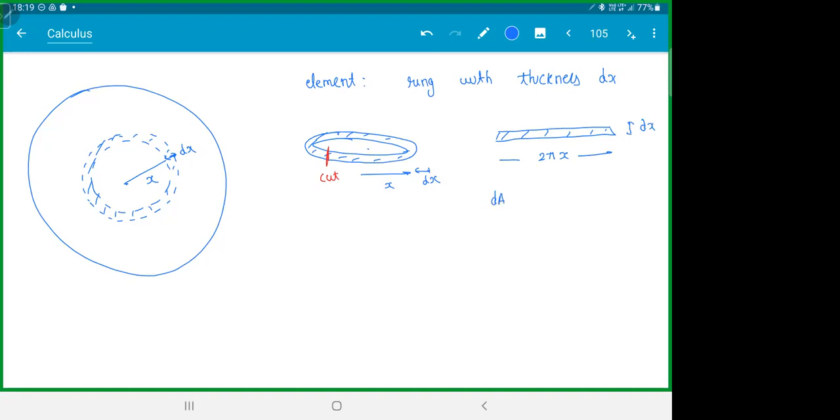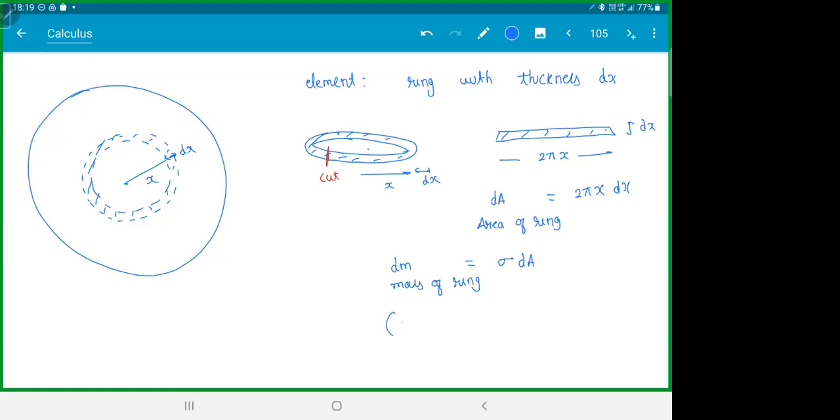So the area of the strip will be the length into breadth, 2 pi x into dx. Now the mass of the small ring, what is the mass of the ring? Definition is sigma into area, isn't it? Sigma into area will give you the mass.